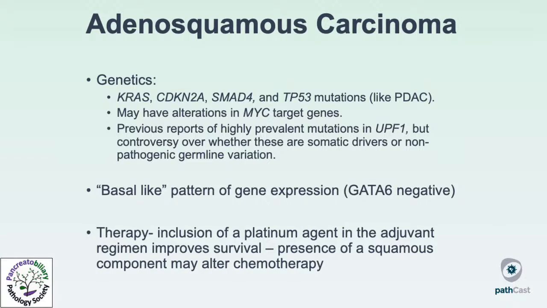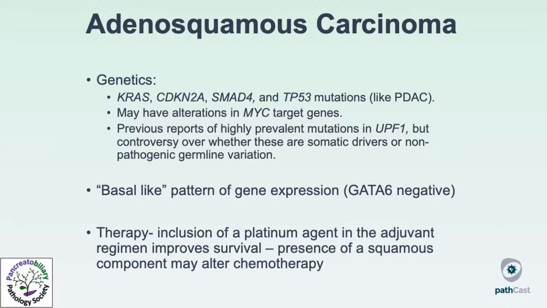So the genetics of adenosquamous carcinoma: these have similar alterations to PDAC, with KRAS, P16, SMAD4, and P53. They may have alterations in MYC target genes as well. One interesting point is there were previous reports of highly prevalent somatic mutations in this gene UPF1, which is involved in RNA nonsense-mediated decay, but then other papers came out expressing controversy over whether these are somatic drivers and suggesting that these may just be non-pathogenic germline variation. So I think there's still a fair bit of controversy over the role of UPF1 in adenosquamous carcinomas.